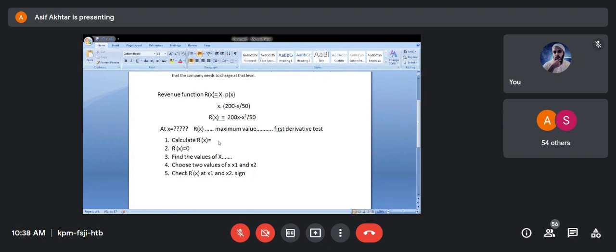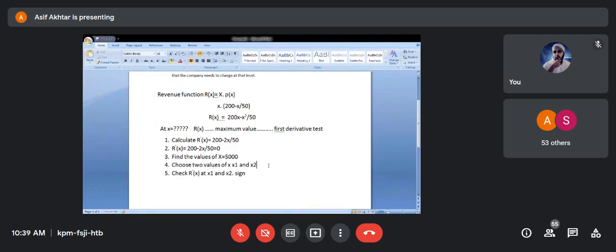If you take the derivative of this function, this will become 200 minus 2x divided by 50. Then you need to put this expression equal to 0. If you put it equal to 0, you will get the value of x. What value of x are you getting from here? 5,000. You are getting 5,000.